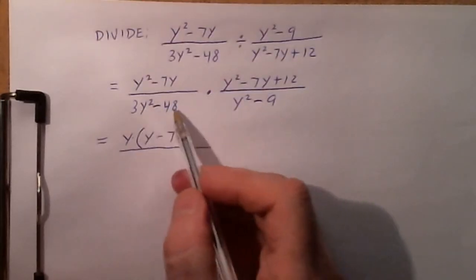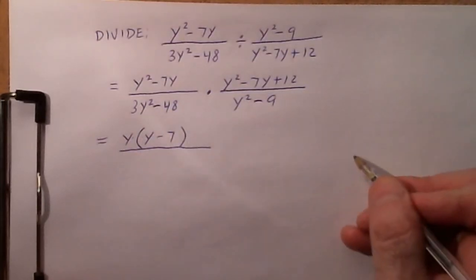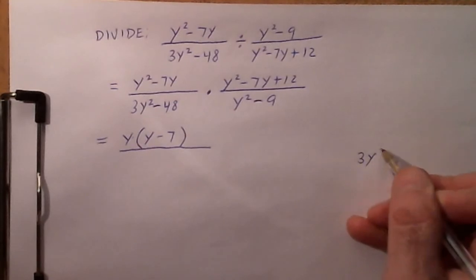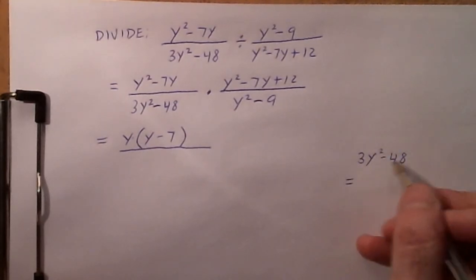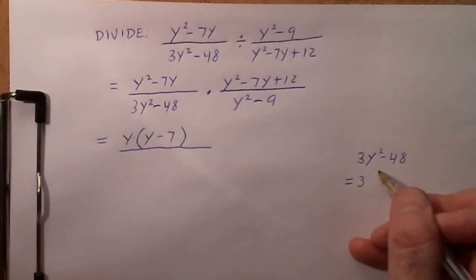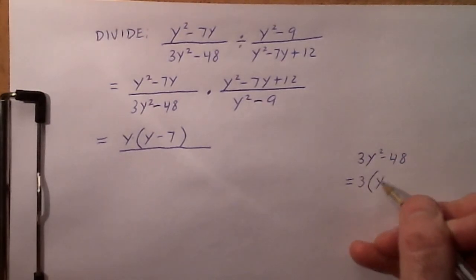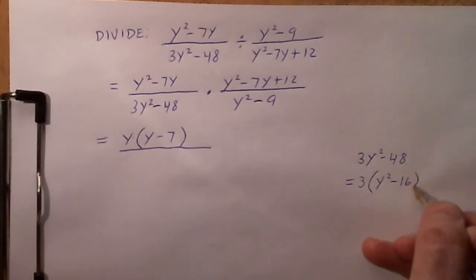3y squared minus 48. Now, I realize that 3y squared minus 48 may require more than one step to completely factor it, as I can first of all pull out a 3 out of both the first two terms, leaving behind y squared minus 16.